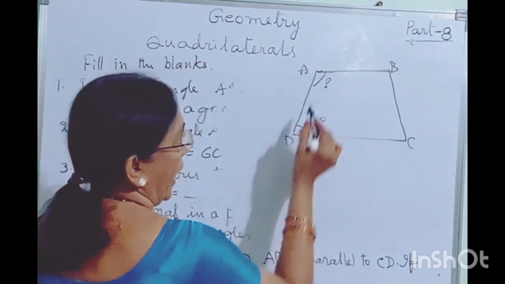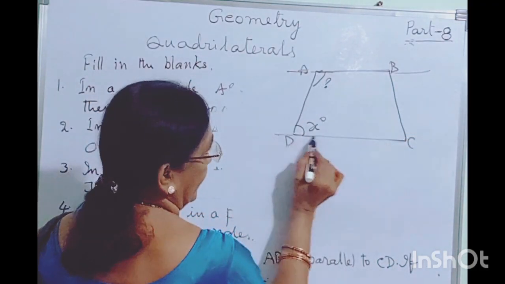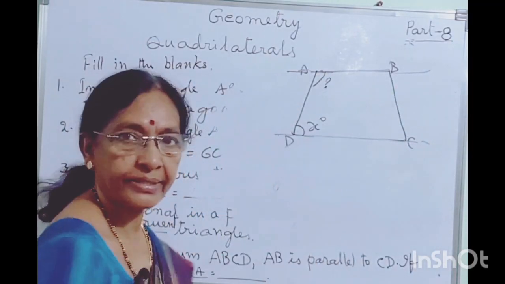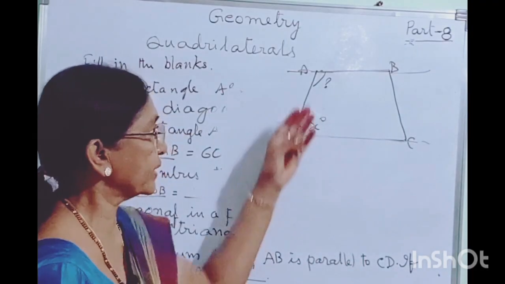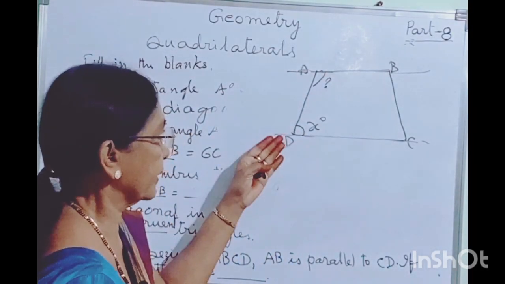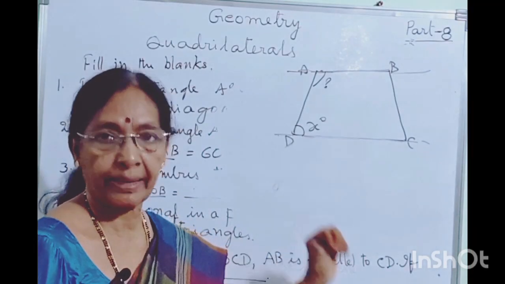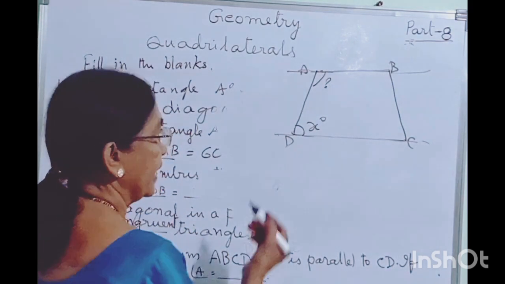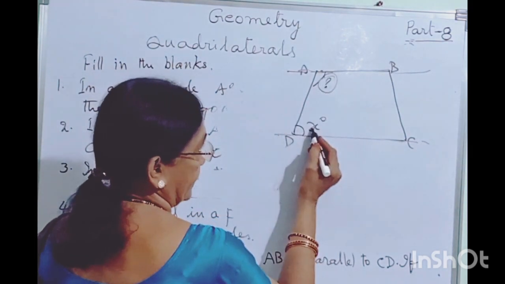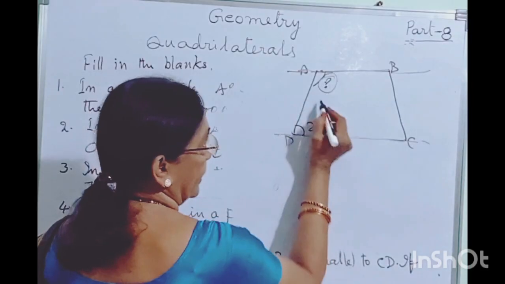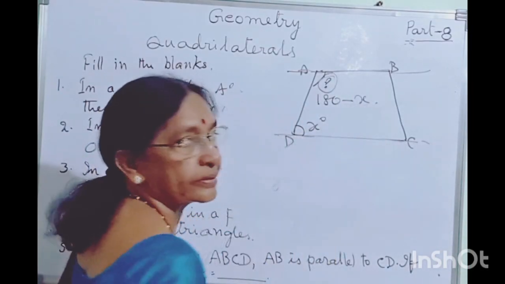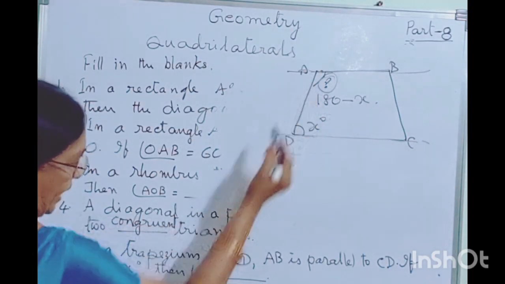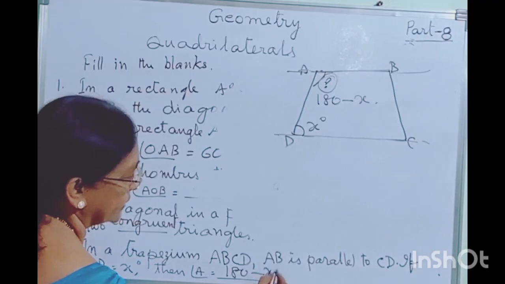As AB and CD are parallel, this line segment AD acts as a transversal. It intersects the two parallel lines at A and D. Therefore, these two angles are supplementary. If two angles are supplementary, their sum is 180 degrees. Therefore, this angle plus this angle is equal to 180, or this angle is equal to 180 minus x. So, angle D is equal to x, angle A is equal to 180 minus x degrees.